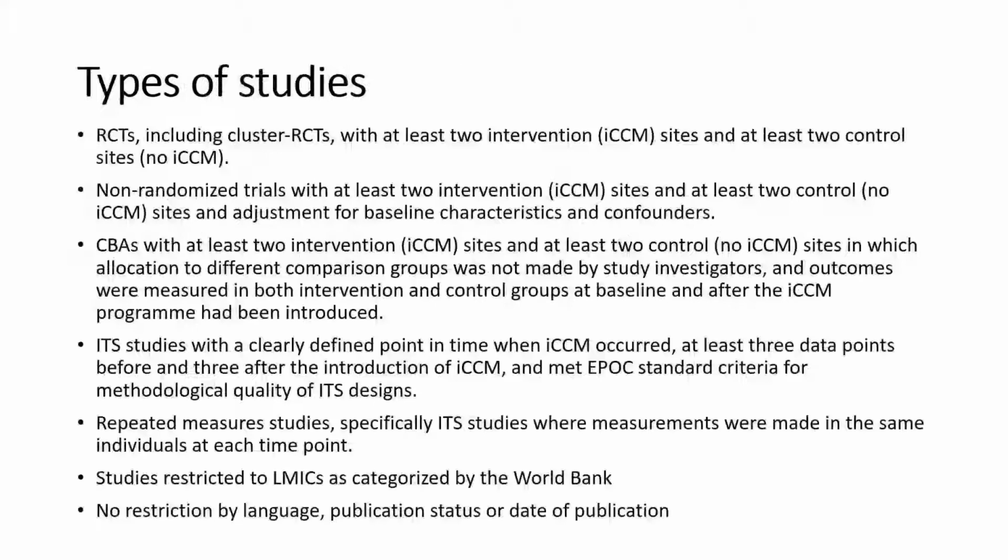The types of studies, this is a lot on the slide, so I won't go through it all, but it included broadly the RCTs, or randomized controlled trials, including cluster RCTs with at least 2 intervention sites and at least 2 control sites, non-randomized trials, again with 2 intervention and 2 control sites, CBAs with at least 2 intervention sites and at least 2 control sites, in which allocation was not done by the study investigators and outcomes were measured both pre and post for both groups.